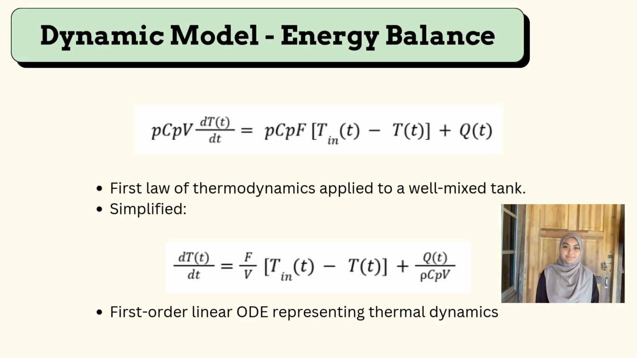To model the system, we apply the first law of thermodynamics. The rate of change of internal energy is equal to the net heat input. This leads to the energy balance equation shown here. After simplifying by dividing both sides by rho C_p V, we obtain the first order ordinary differential equation. This equation describes how the outlet temperature changes over time depending on both the inlet disturbance and heat input.